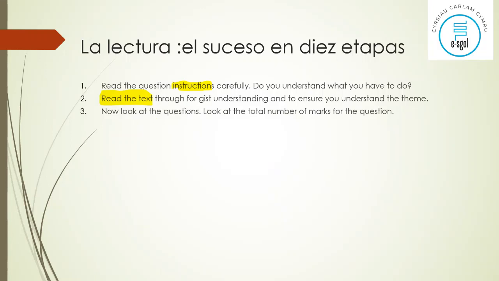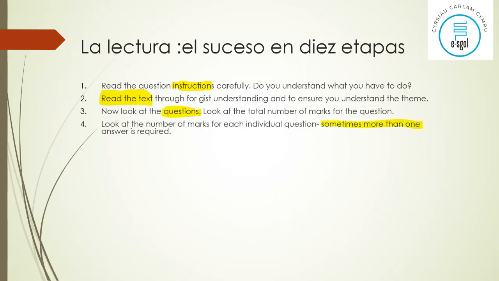Having done that, look now at the questions. Look at the total number of marks for the questions. Look at the number of marks for each individual question. Sometimes more than one answer is required. So if you got 1 mark, it's one answer. If you got 2 marks, you're meant to give 2 details, 2 different details.